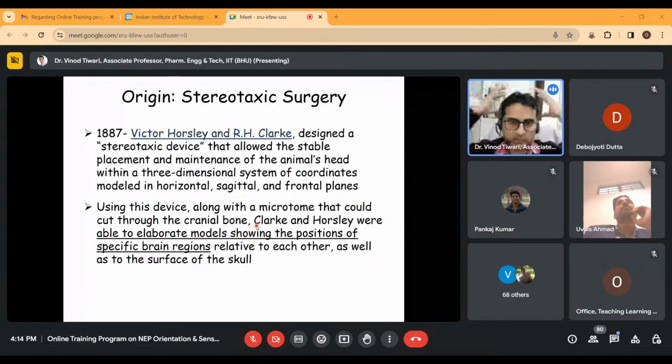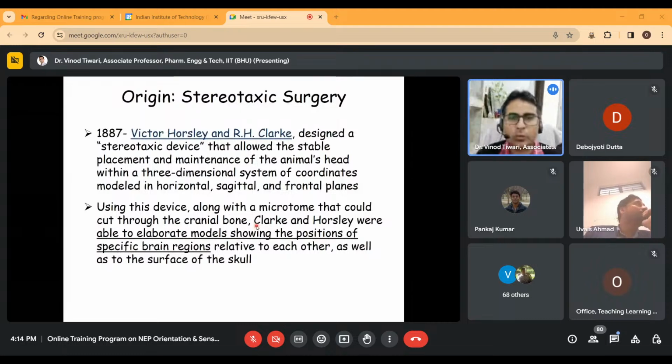You know that this is the brain, and then it is covered with a protective layer of the cranium, which is made up of bone, right? A very strong structure, because the brain is very sensitive. So nature has given it a protective layer in the form of cranial bone.